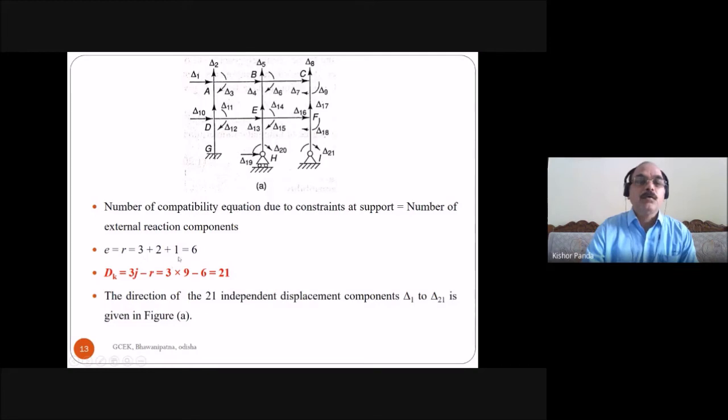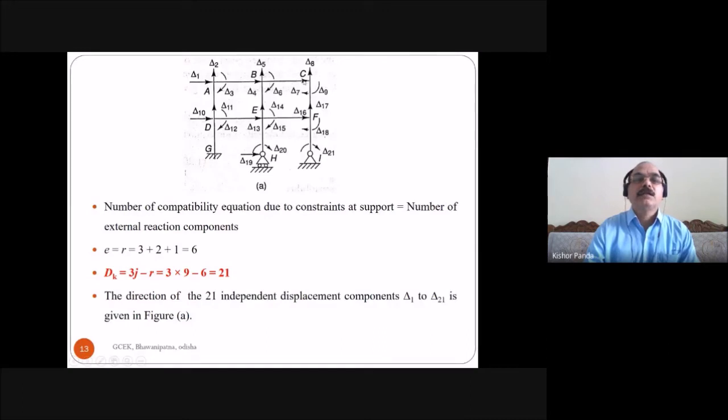Just omit these 6 directions, because there is a constraint in these 6 directions. Then for the other directions, at each joint 3 displacements take place. Let us start from joint A. At joint A there are 3 displacements: delta 1, delta 2, delta 3. And joint B also has 3 displacements: delta 4, delta 5, delta 6.